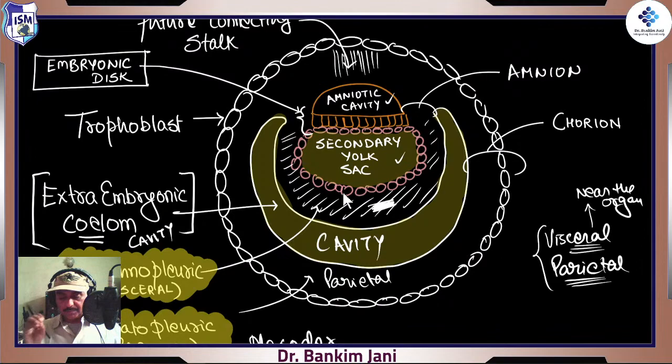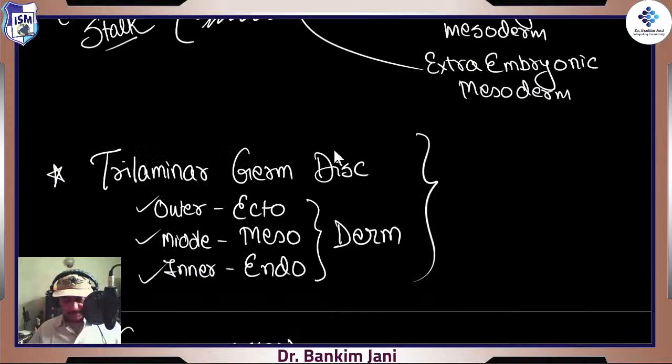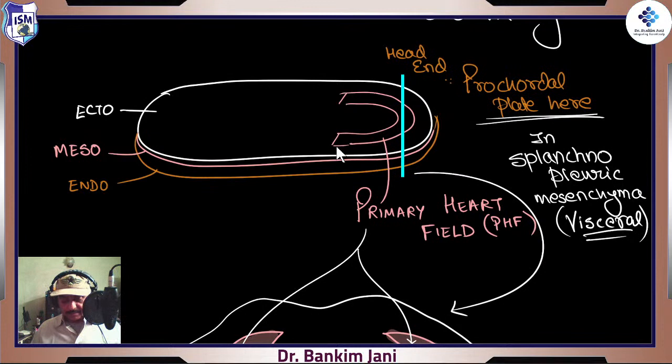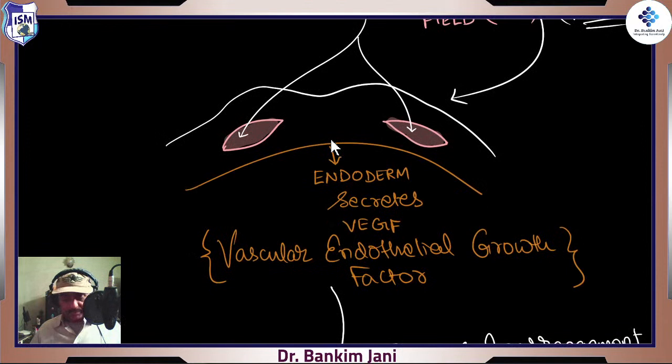That is where one specific zone will start developing, and that's the thing we are interested in. In these layers on the head end, when they are nearer, there is formation of the primary heart field, from where the heart would start developing. If you take a cross section, you will find two simple, very basic tubes. That's why they are called heart tubes. Actually, this is the beginning. So the endoderm secretes, and this lower one was the endoderm.